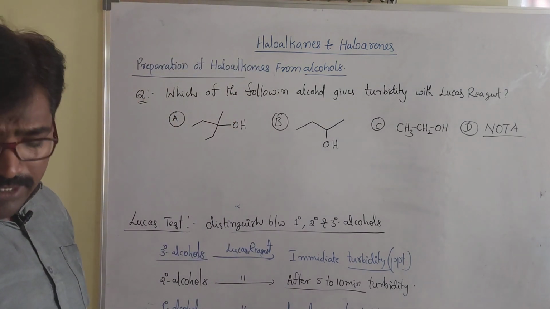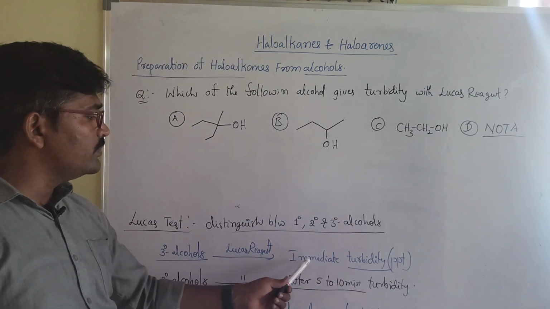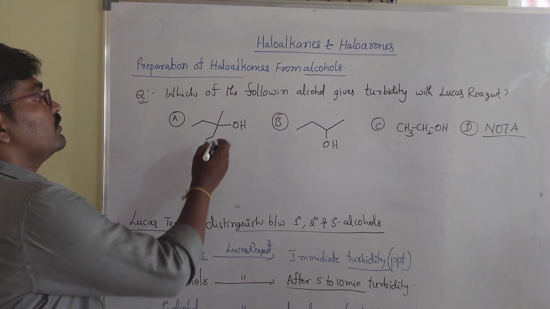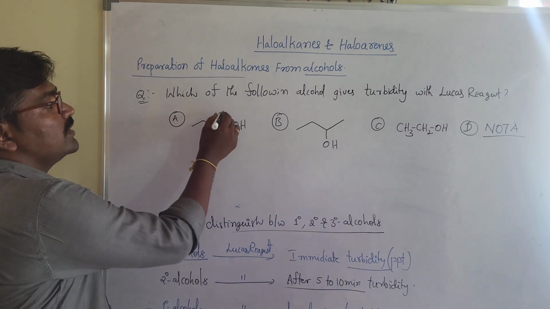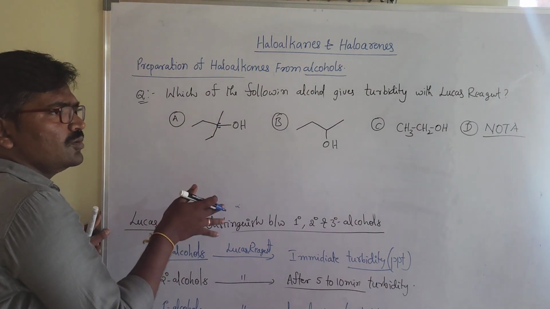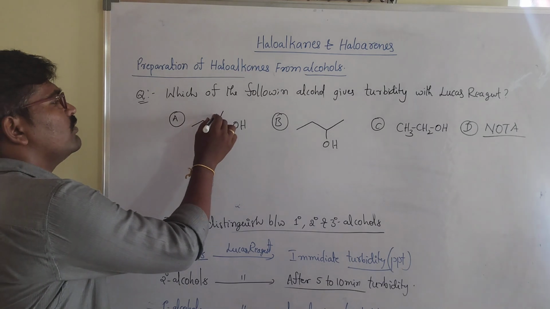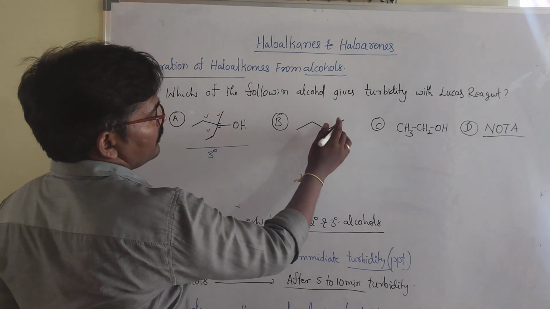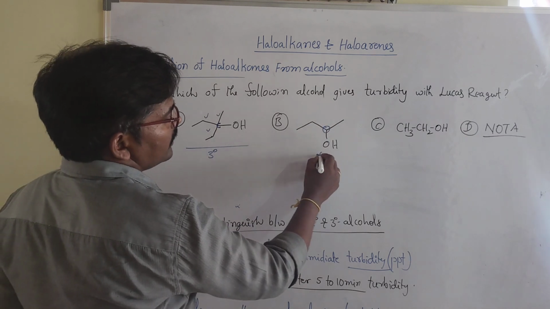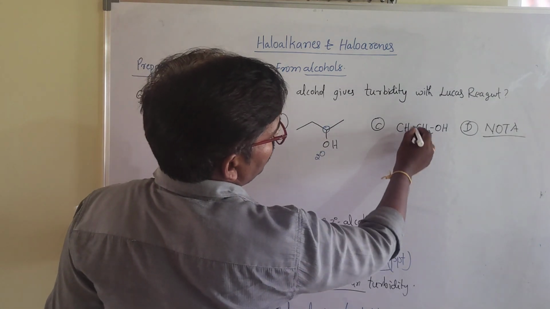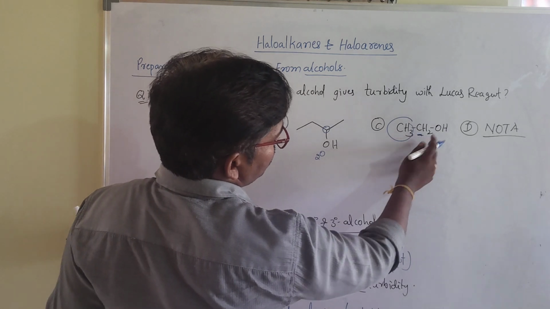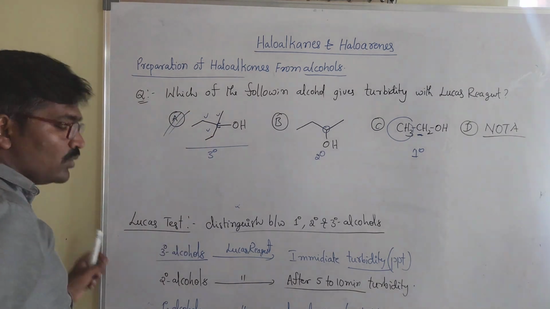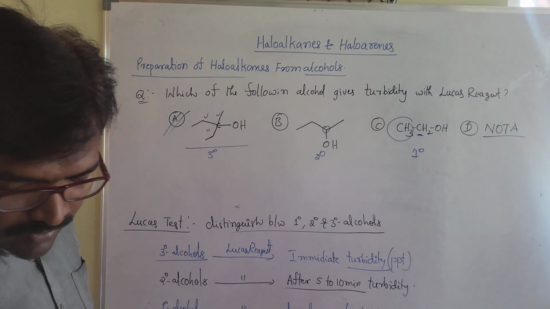Which one will give immediate turbidity? I told you tertiary alcohols give immediate turbidity with Lucas reagent. You have to identify which is the tertiary alcohol. Where a carbon atom is attached with three alkyl groups, the same or different, 1, 2, 3, it is tertiary. If two alkyl groups are there for this carbon, we call it secondary. If only one alkyl group is there, it is primary. Like that you have to identify; tertiary alcohols give immediate turbidity with Lucas reagent. Clear all of you? Right.